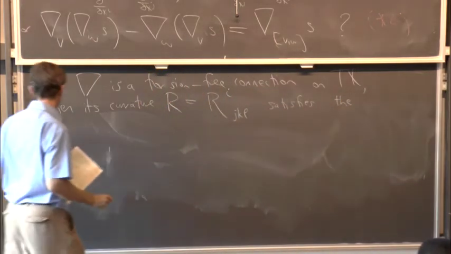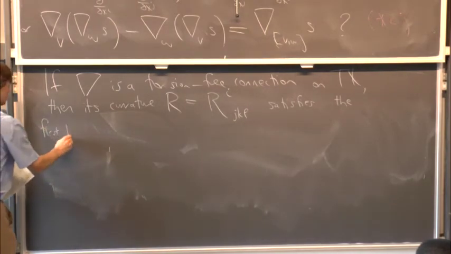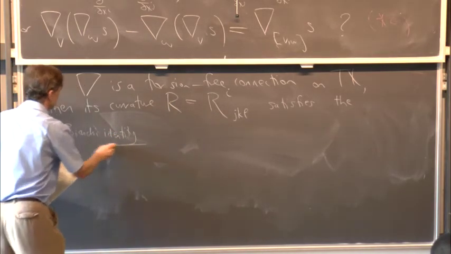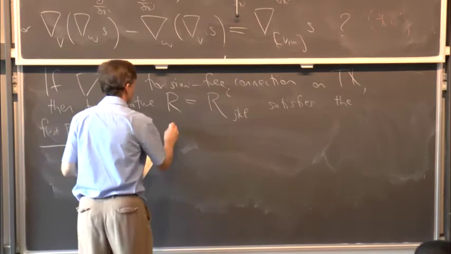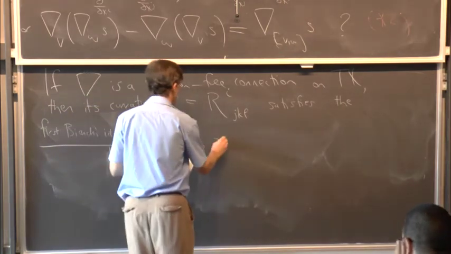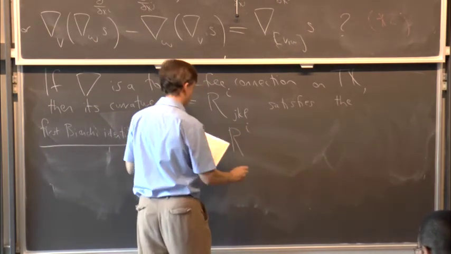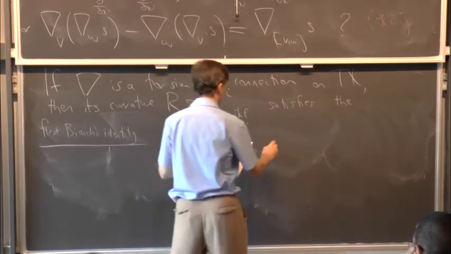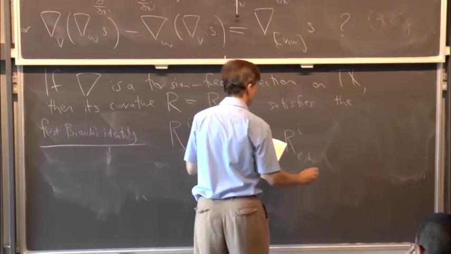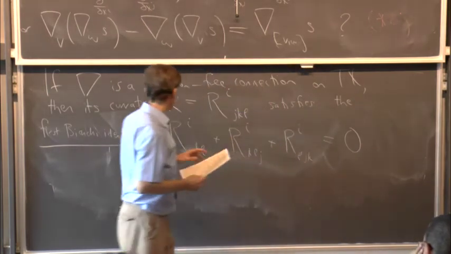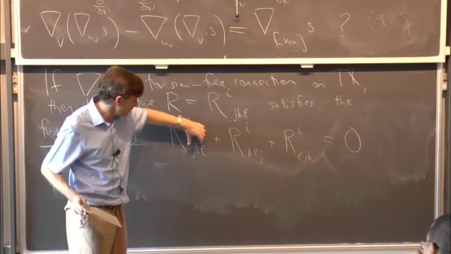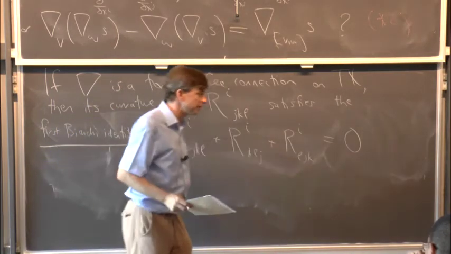So the first Bianchi identity: R^i_{jkl} + R^i_{klj} + R^i_{ljk} is equal to zero. So here I've done a cyclic permutation of the three downstairs indices. So JKL, KLJ, LJK is zero.